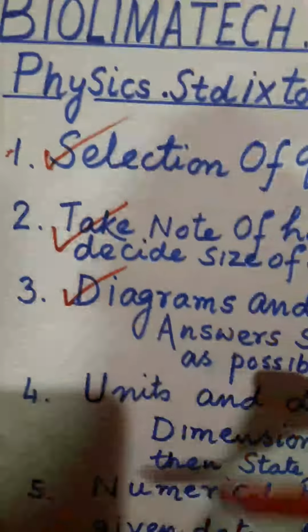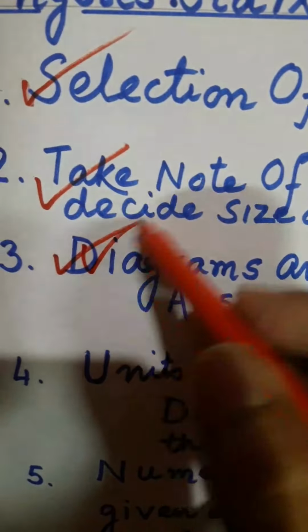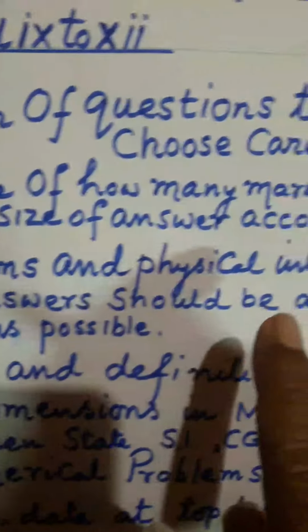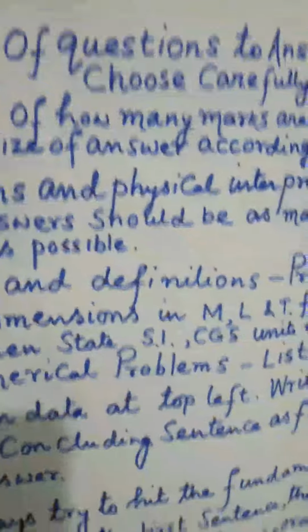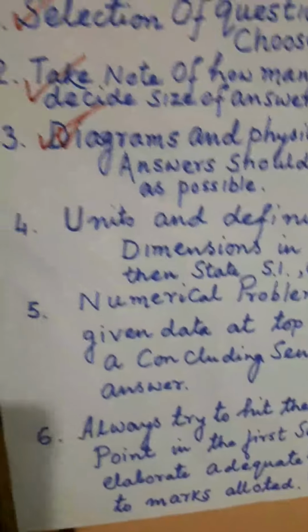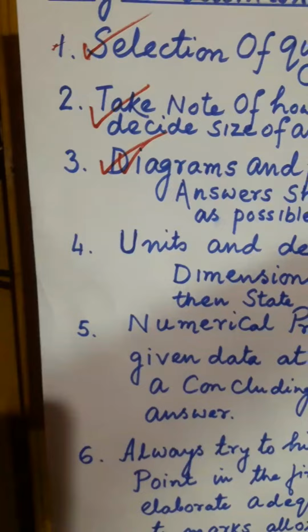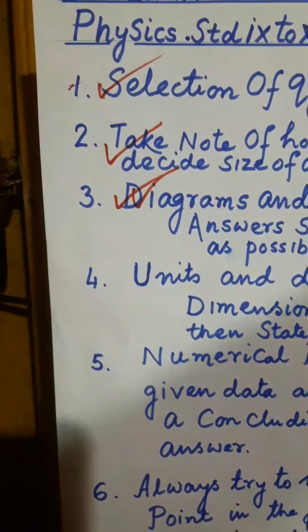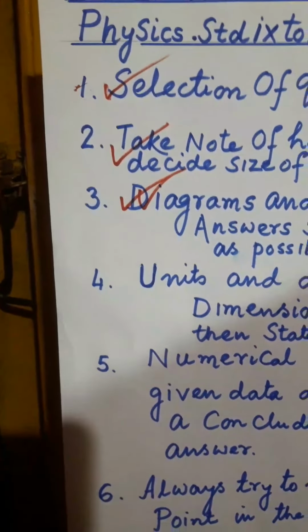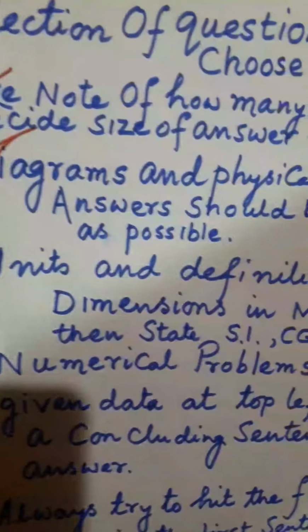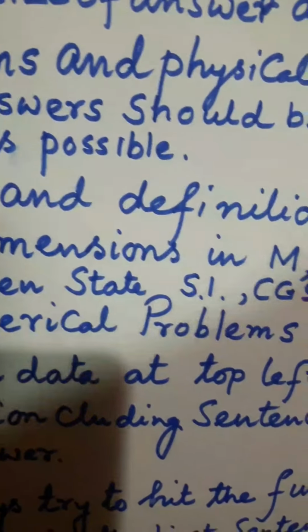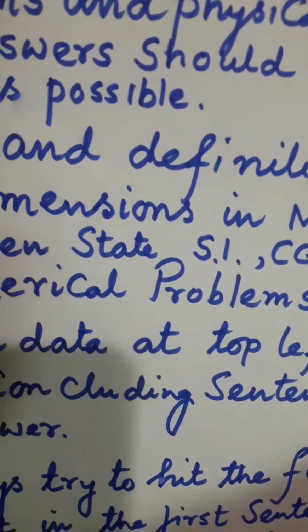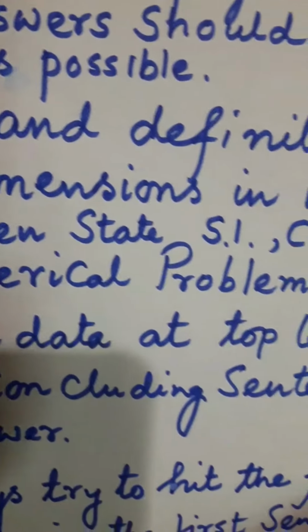So we come to the third point, diagrams and physical interpretation. Answer should be as mathematical as possible. How? Diagrams and physical interpretation for questions where 3 marks or above is allotted, besides definition and mathematical expressions, try to include a diagram and a short physical interpretation wherever applicable.